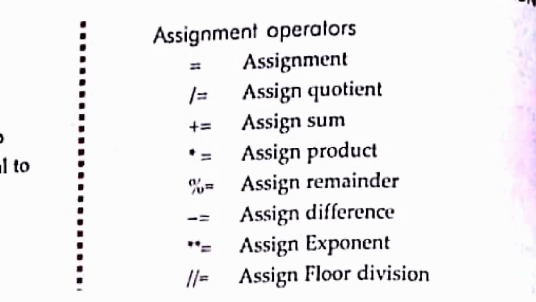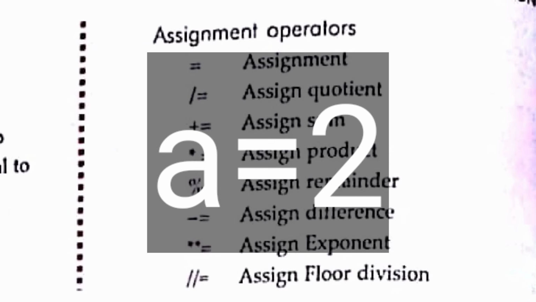Next one is assignment operators. These are also a really important part of the Python programming language. What these do is assign values. You take one variable and some value, and you can assign that value to that particular variable. As you can see in the example on the screen, a is equal to 2. That means the value 2 is assigned to the variable a.